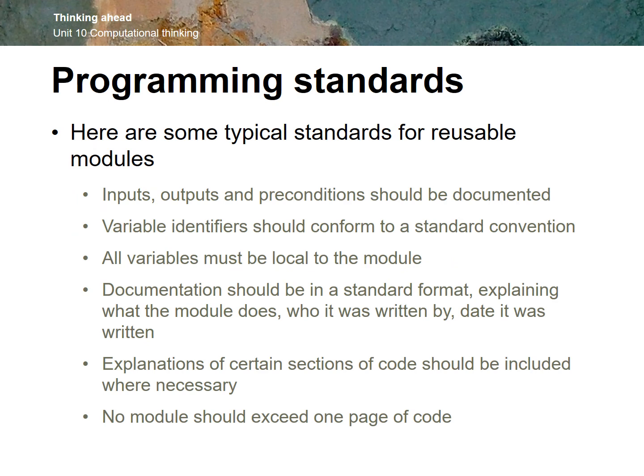Here are some typical standards for reusing modules. Inputs and output preconditions should be documented. Variable identifiers should be in a certain standard. So for example, you might have camel case or you might be using snake case. All variables must be local to the module, and this is quite a frequent one in programming companies. Documents should be a certain way. You might have a certain look, a certain feel, there might be certain information you might need to include. You might have explanations of certain sections of code using comments. And you might even have length criteria. So modules or functions and procedures should only be a certain length.